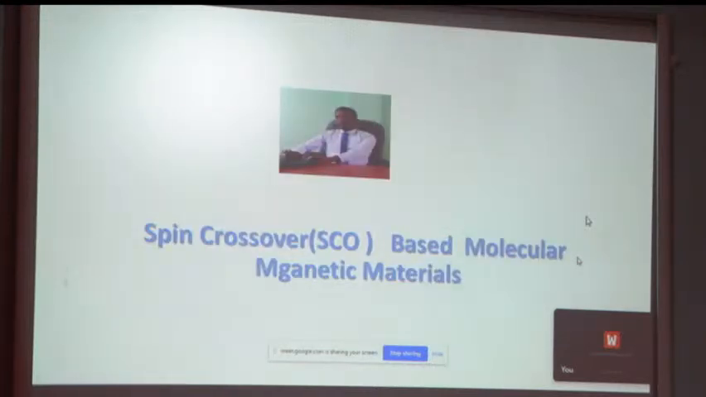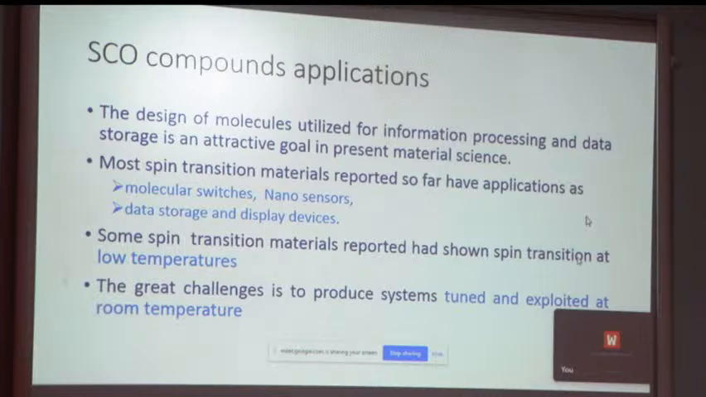And then the next work is on approaches with spin crossover compounds. Another PhD student of mine, Joseph, was working on that. Spin crossover compounds have two different spin states, low spin and high spin. It can be changed from low spin to high spin by applying external stimuli.